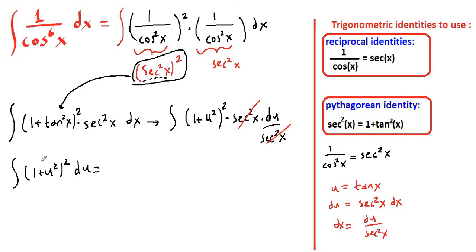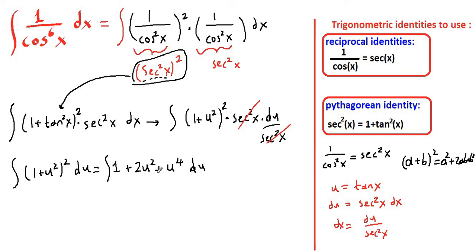Now we need to expand this. So we expand it as 1 plus 2u squared plus u to the fourth. You can apply this formula. A plus b, the quantity squared, is equal to a squared plus 2 times ab plus b squared. So square of the first one, square of the second one, a times b times 2 is in the middle term.